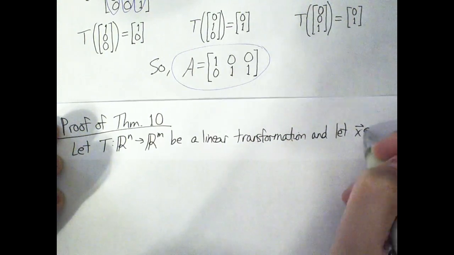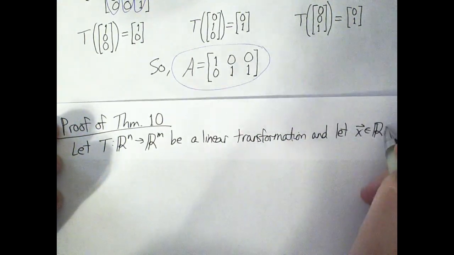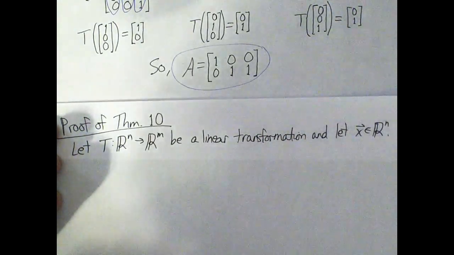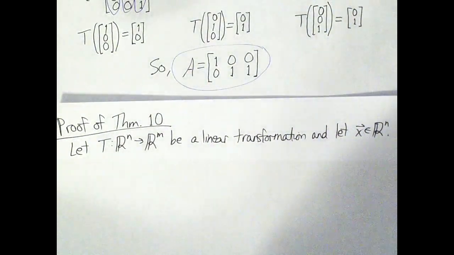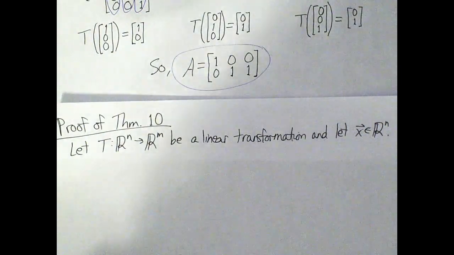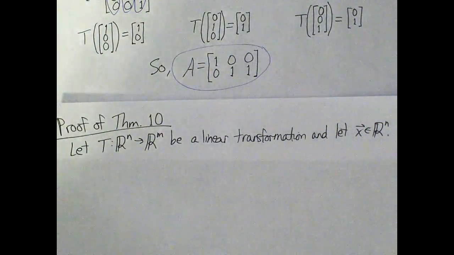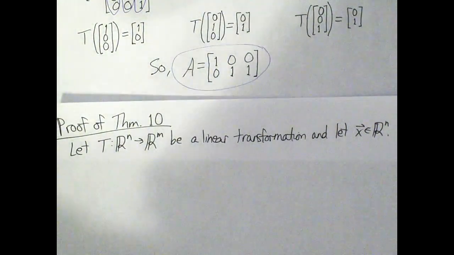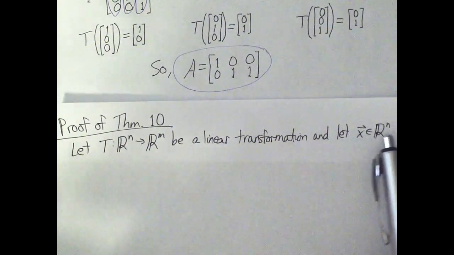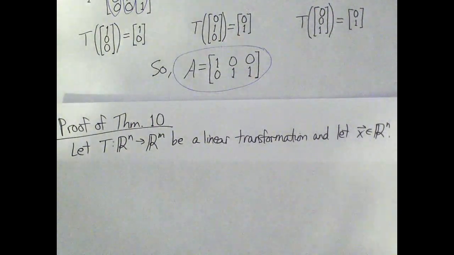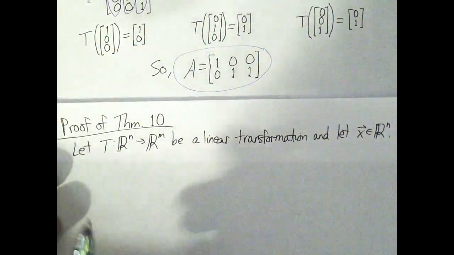Let X be a vector from Rn. So what I just did here, the theorem says that you have a general linear transformation, but in the second sentence of the theorem, it says for all X in Rn. So I just went ahead and took a general X from Rn. So we have our general T, our general X.